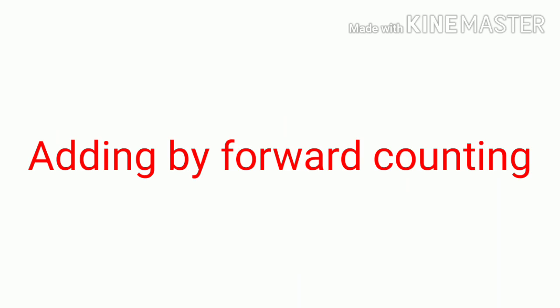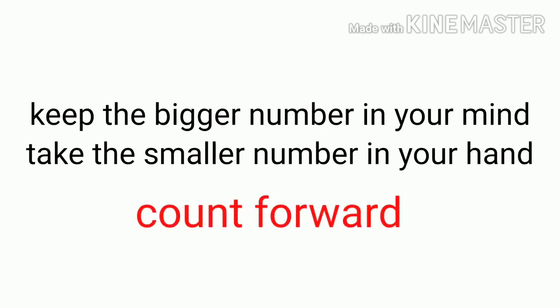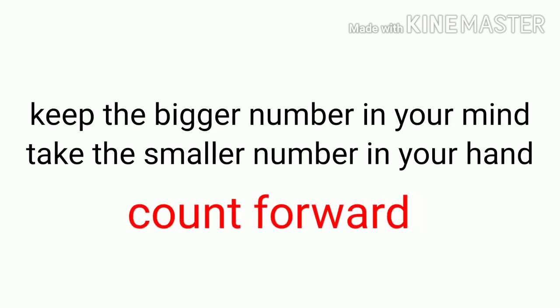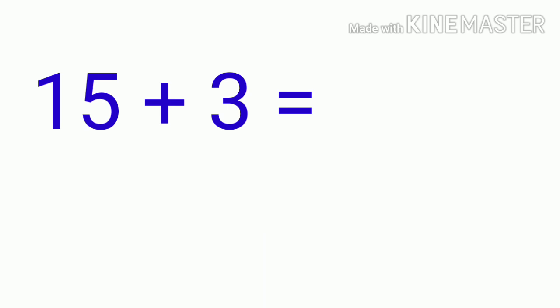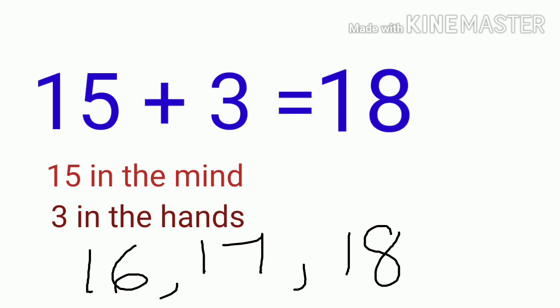Next, we learned adding by forward counting. In this method, we will keep the bigger number in our mind and take the smaller number in our fingers. Then count forward from the bigger number. Let us see one example. We have to add 15 and 3. So, we can keep the number 15 in our mind because 15 is the bigger number. And take 3 in our fingers. Then count forward from 15. Tell me children, which number comes after 15? Yes, 16. That is 16, 17, 18. So our answer is 18. That is 15 plus 3 is equal to 18.